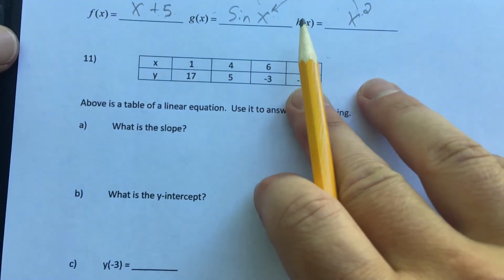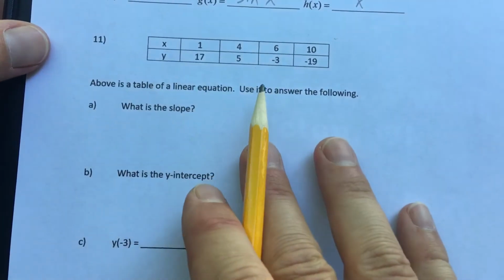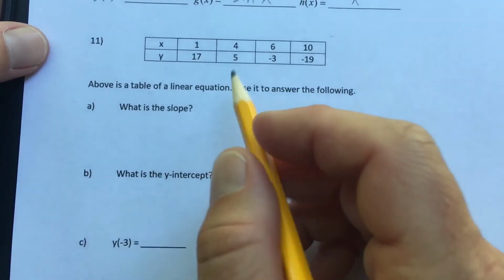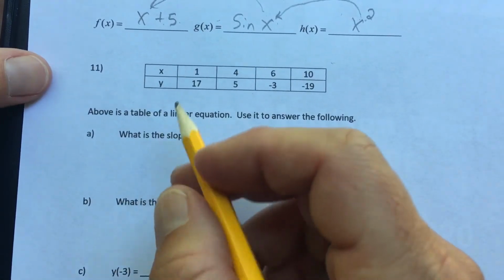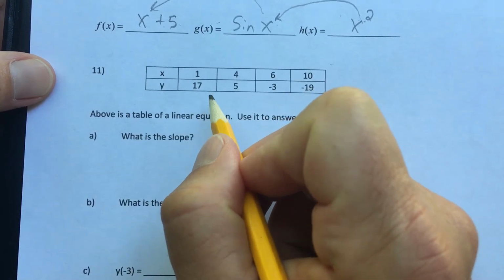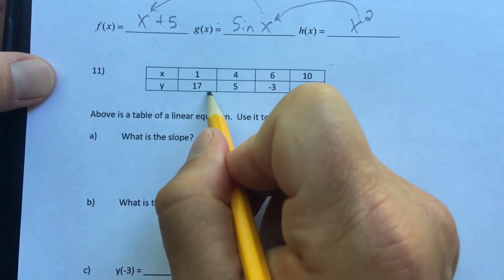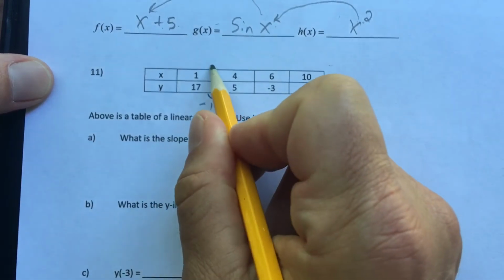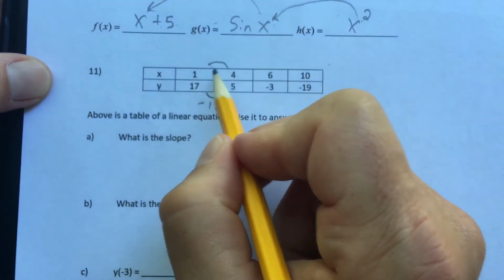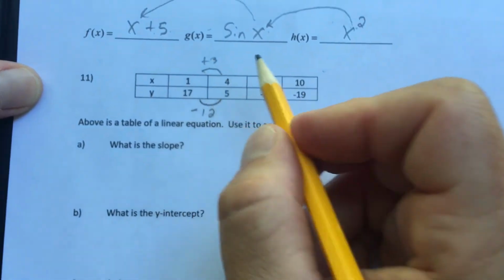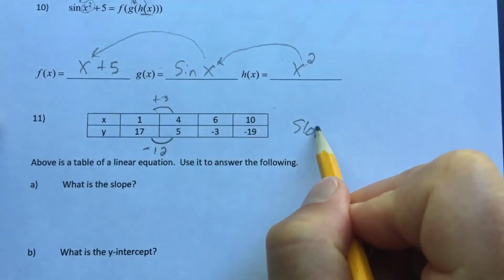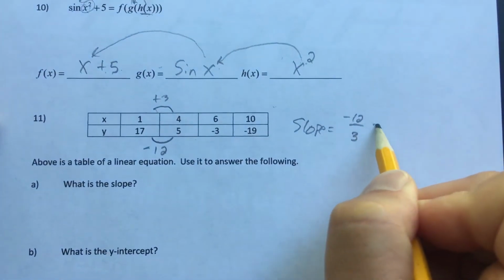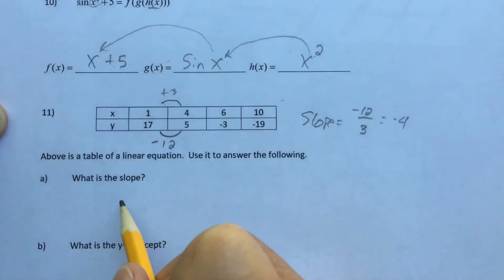Okay. Here we got a table and it says that it's a linear equation. We want to answer some of the following. So the first question says, well, what's the slope? So in order to find the slope, we want to find, well, how is y changing? Y went from 17 to 5. That's a change of negative 12. And when it did that, the x changed by going plus 3. So slope is change in y over change in x, which is then negative 4.